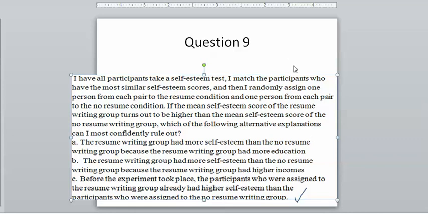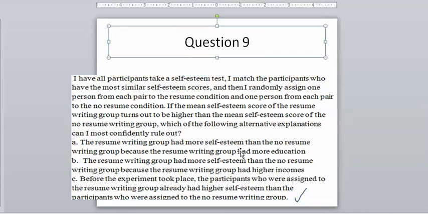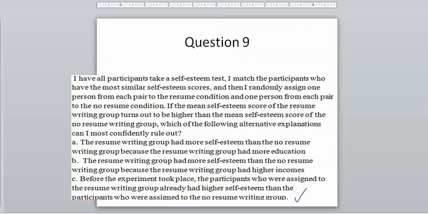Now, the possibility that the resume group had more education, that's not completely ruled out because it could be that the people in the resume group were more highly educated and therefore had higher self-esteem. It could be that the people in the resume group had higher incomes and therefore had higher self-esteem. So A and B are not completely ruled out, but C is completely ruled out because of the matching.